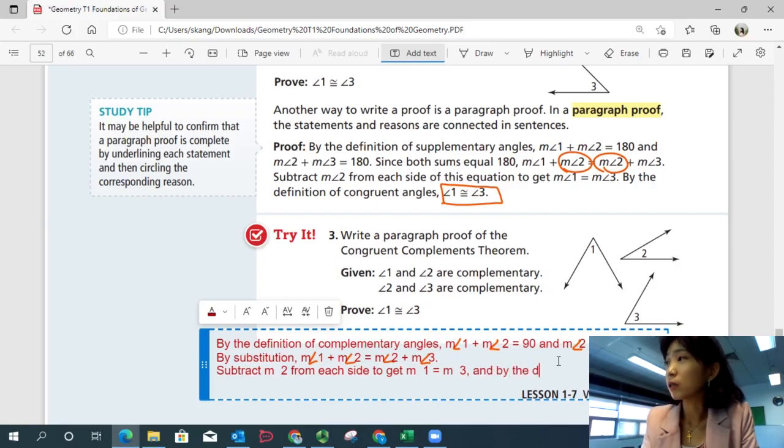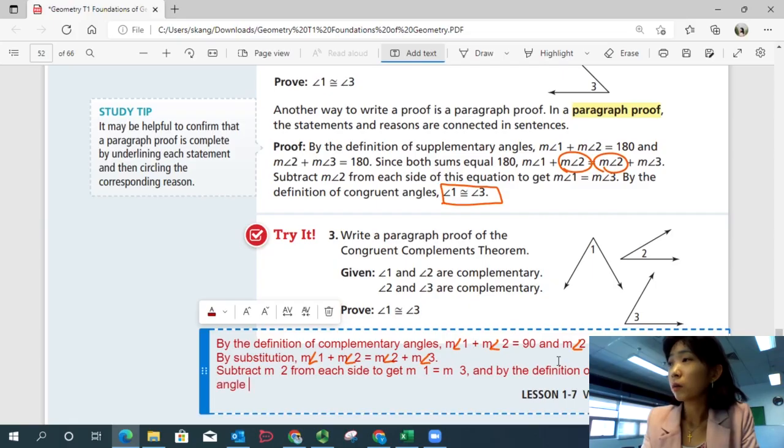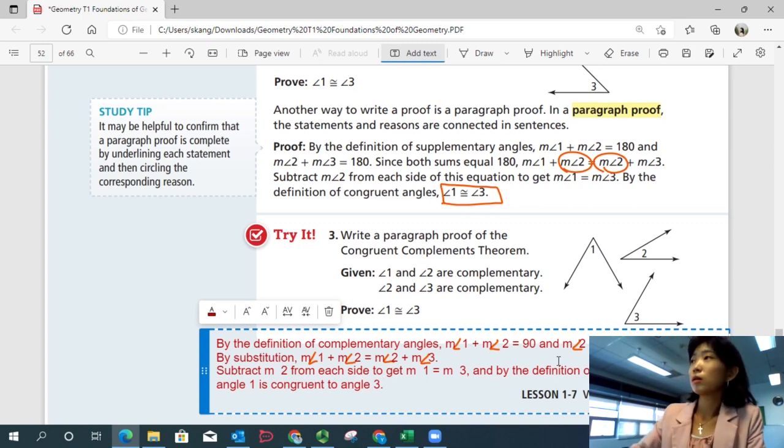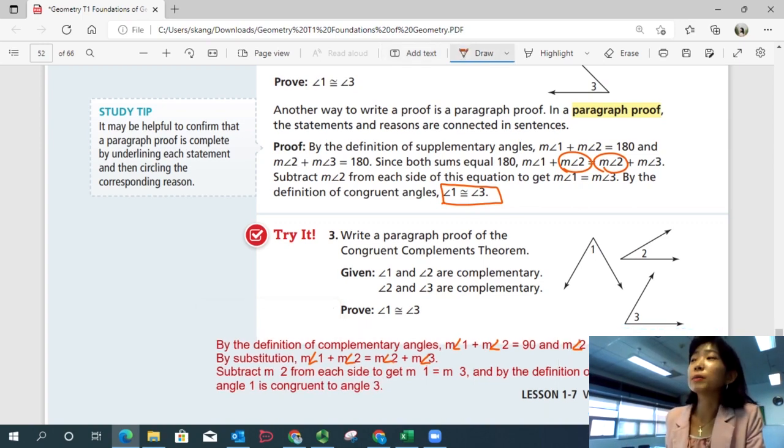And by the definition of congruent angles, your angle 1 is congruent to angle 3. There you go. That was a paragraph proof. You just need to make them into sentences, and that's it.